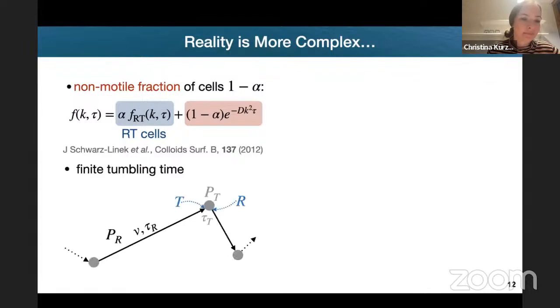Now there's another aspect which is important, and that is that cells usually take some finite time to tumble.